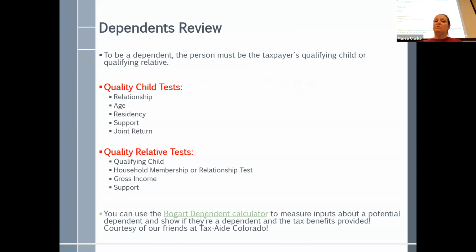Basically, just to review, there's two ways to be a dependent. Qualifying child, there are five tests. Qualifying relative, there are four tests. They all are about relationship, age, residency, like where you're living, support, and then joint return and filing a tax return. All right. There's another calculator here that's from TaxAid Colorado, which you guys are welcome to use as well. I would encourage you to go check that one out.